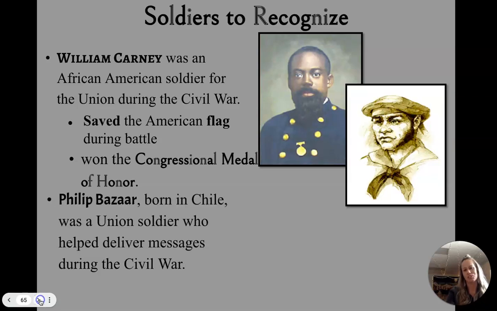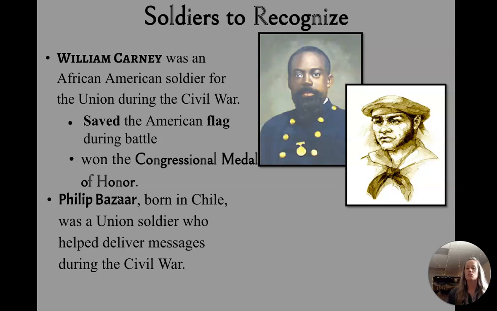Soldiers to recognize. So we do want to look at two important soldiers. William Carney. He is going to be the first African American to win the Congressional Medal of Honor. He does this because he actually saves the American flag during battle twice. It's important to save your flag. You never want your flag to be captured.